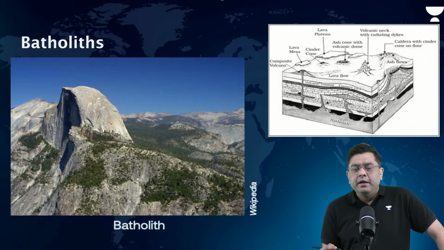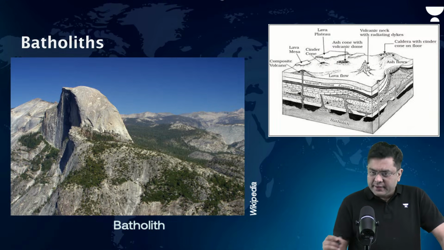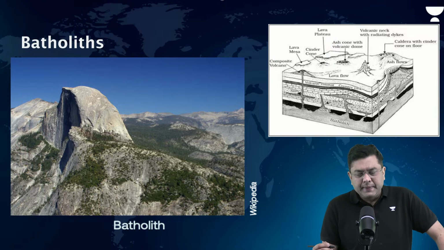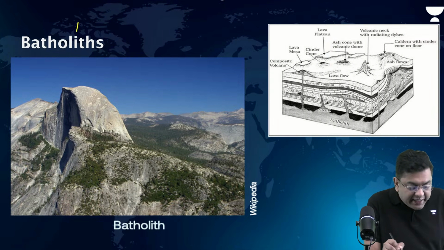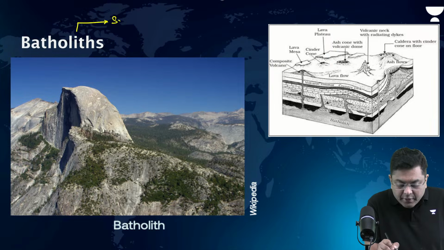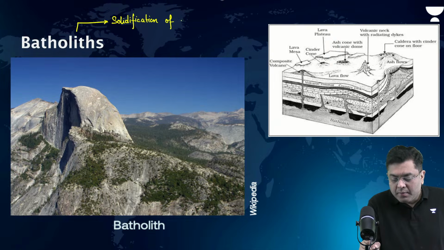Example. One is the case of batholith. What is a batholith? So when you have the entire magma chamber in itself which solidifies, the solidification of the magma chamber.